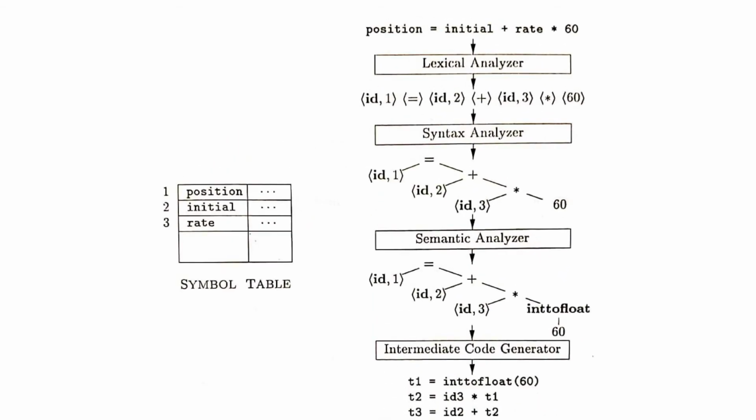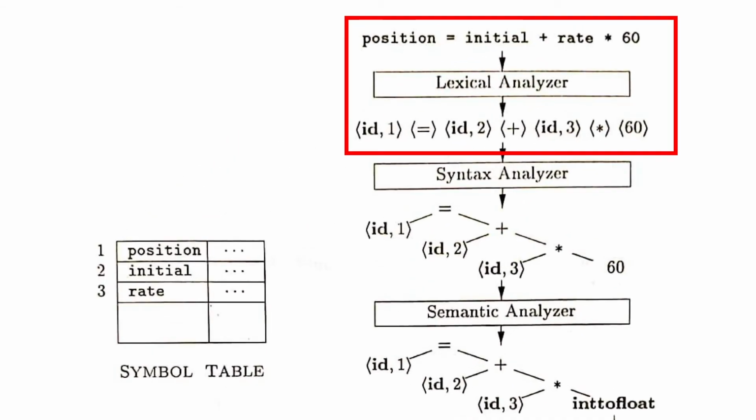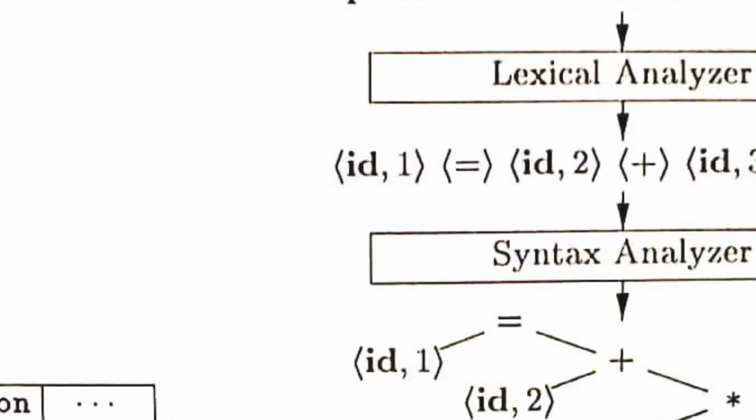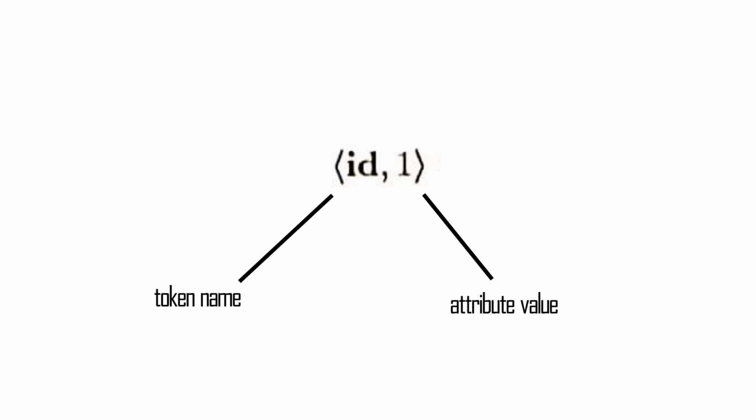The first phase of the compiler is called lexical analysis, or parsing. It reads the stream of characters that make up the source program and groups the characters into lexemes. For each lexeme, the lexical analyzer produces a token of this form. In this token, the first component, the token name, is an abstract symbol used during syntax analysis, and the second component, the attribute value, points to an entry in the symbol table for this token.